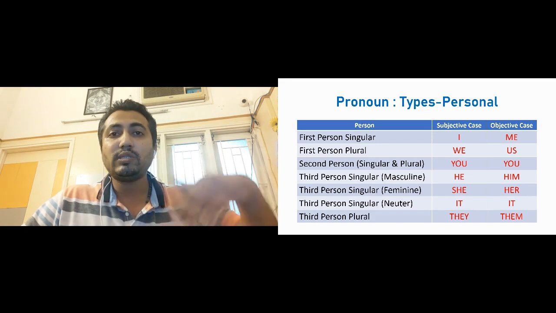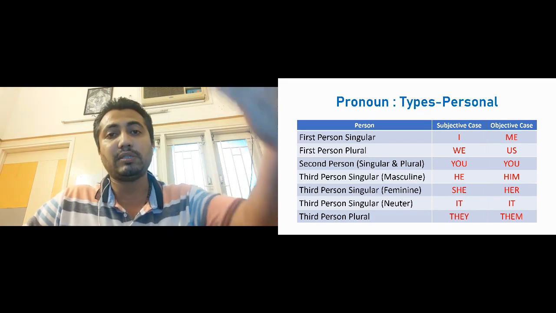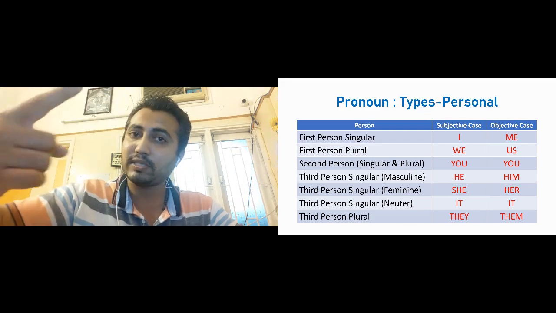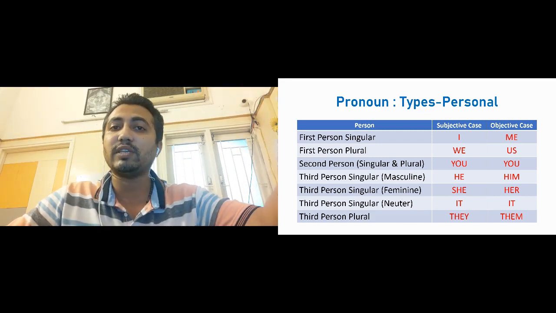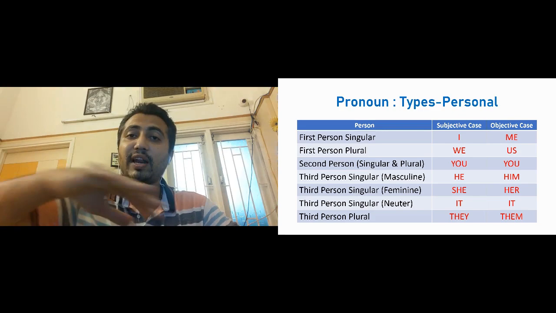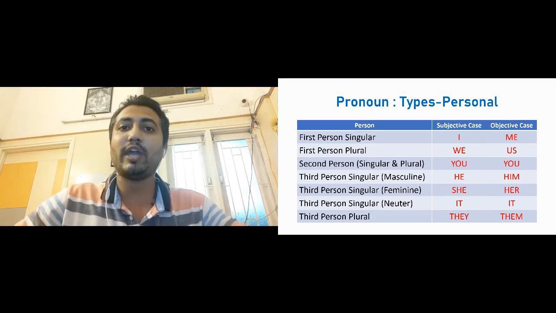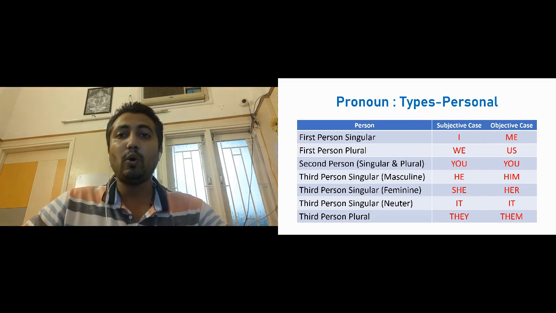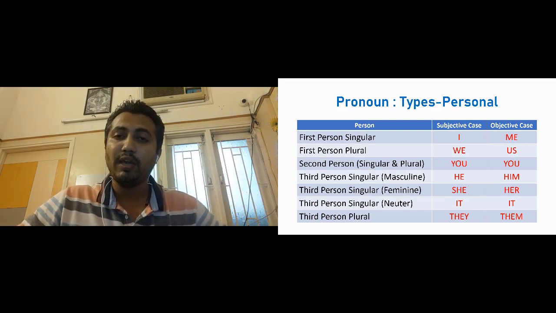Got it? Now second person also can be singular or plural. Second person is one person, the listener is one person, so it is second person singular. If there are many listeners, that is second person plural. Now third person singular and plural.